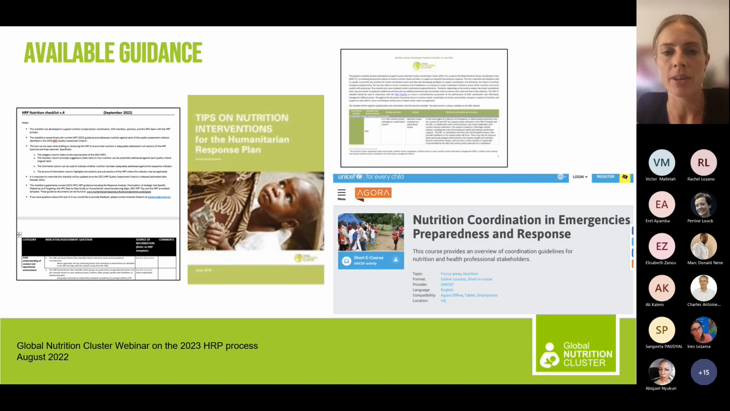In terms of available guidance to support with the HRP process, in addition to what was shared under the OCHA website, the GNC has again updated the nutrition cluster specific guidance to reflect the 2023 HRP process. So this includes the 2023 HRP quality assurance checklist, the GNC HRP tips document, and also the nutrition cluster coordination checklist. So we will share all of this guidance in the follow-up email to this webinar. And of course, this guidance can be found online as well.